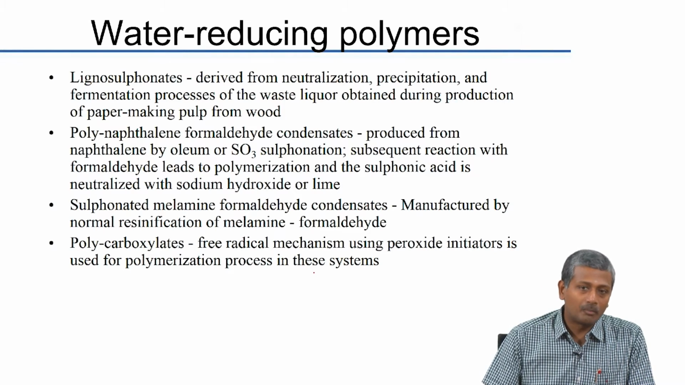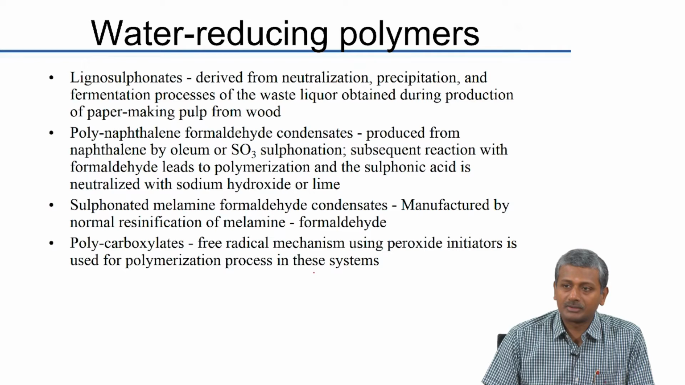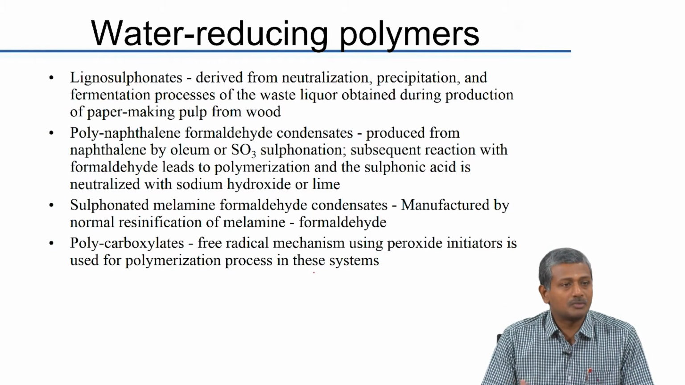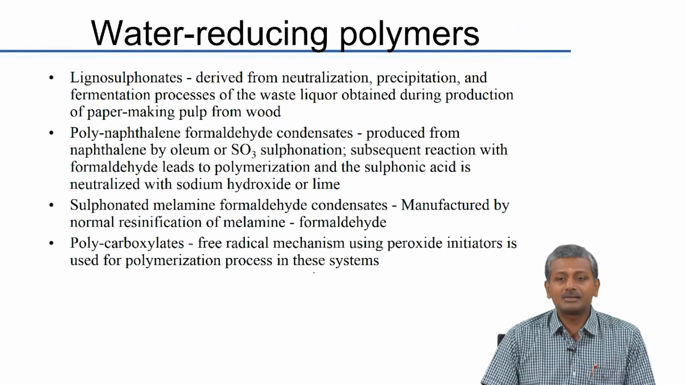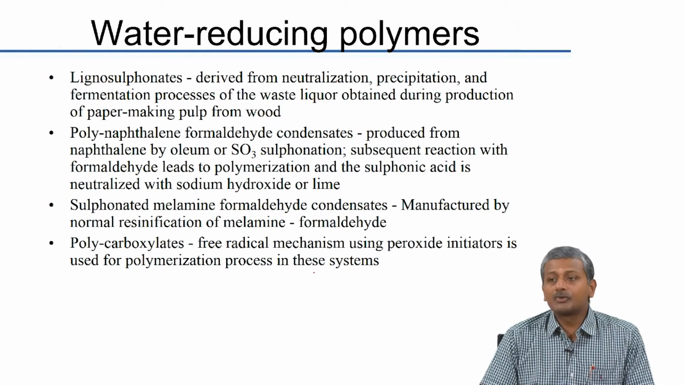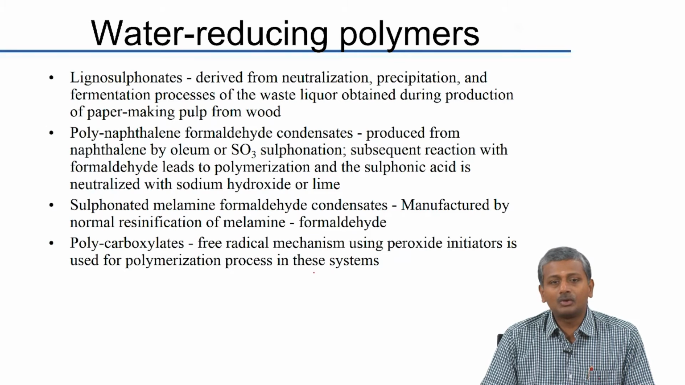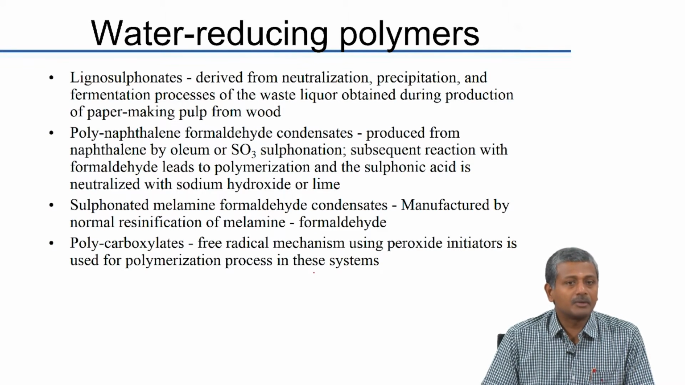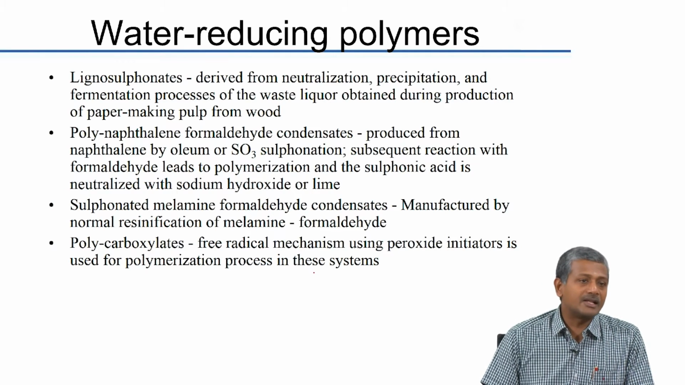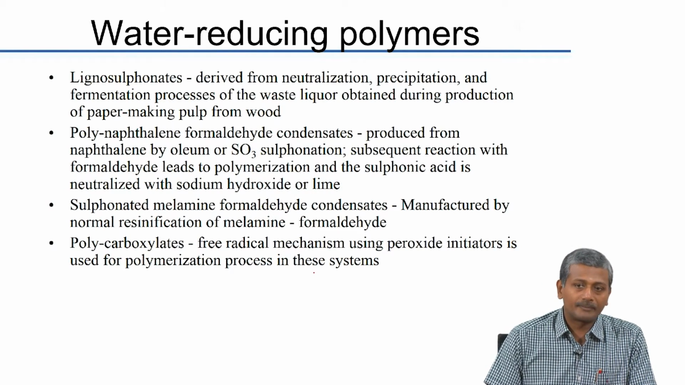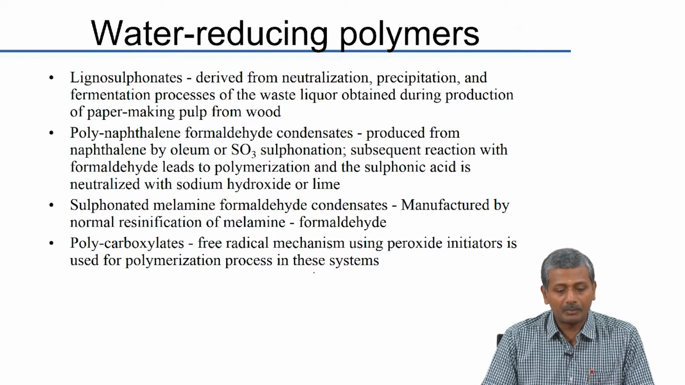Polynaphthalene formaldehyde condensates are produced from naphthalene by oleum or sulfate sulfonation, and what you do is react them subsequently with formaldehyde, and that leads to polymerization. You have heard in chemistry about condensation polymerization. When there are 2 different components, when they are added together, they start forming links and longer chains. And of course, in the end process you need to actually neutralize the chemical with either sodium hydroxide or calcium hydroxide. That leads to either a calcium bearing salt or a sodium bearing salt. I mean calcium bearing polymer or sodium bearing polymer.